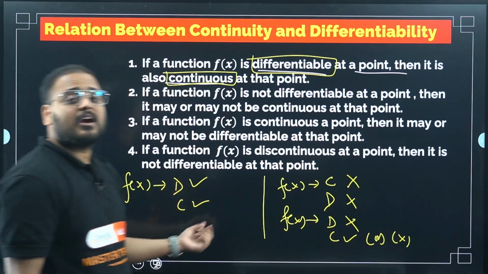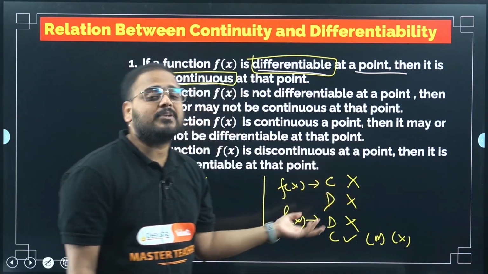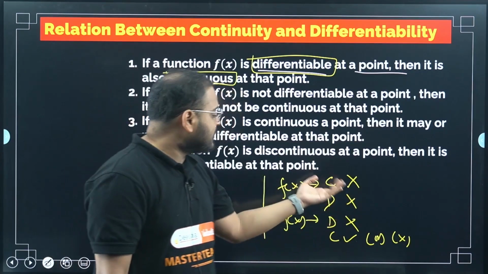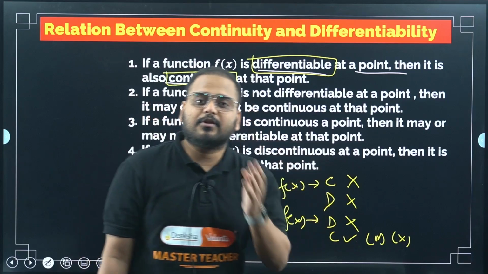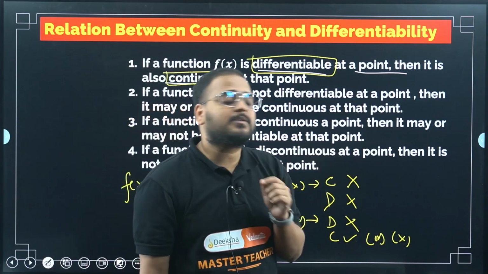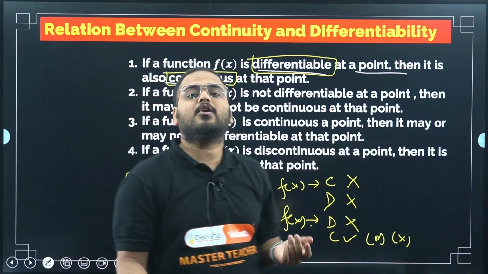So I'll repeat. Function is differentiable means continuity has to be present. If it is not continuous, differentiability is not possible. This is the prerequisite: for the function to be differentiable, it must be continuous. Please understand this. If the function is not differentiable, then it may or may not be continuous.